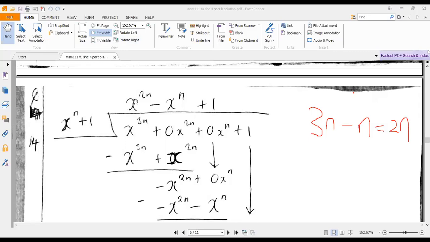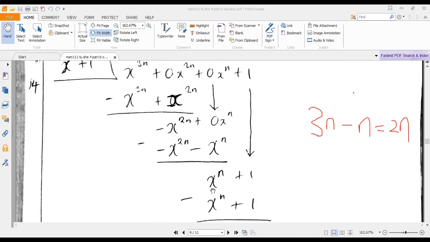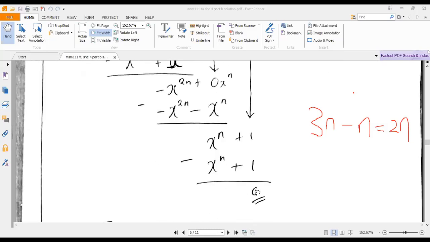Then you just do the same. x to the power 2n times 1 is plus x to the power 2n. When you subtract now, you find that this thing here goes away to be 0. Then here you have negative x to the power 2n. You divide again using the same principles in long division. You discover that this thing will reduce to just 0.